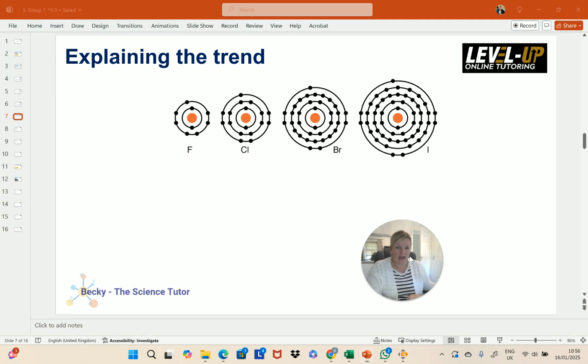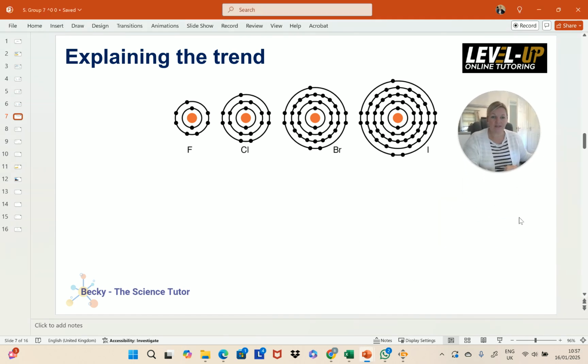So, as I've mentioned before, reactivity is all about electron structure. So here is the electron structure for chlorine, fluorine. I always forget about fluorine. Poor fluorine. I always miss fluorine out. Fluorine, chlorine, bromine and iodine.